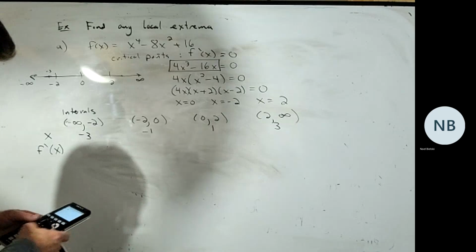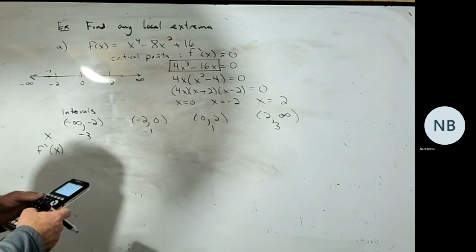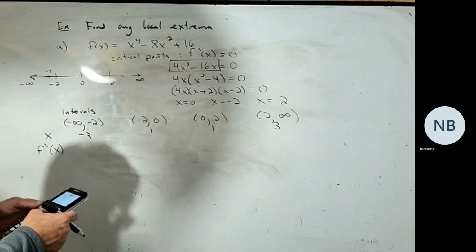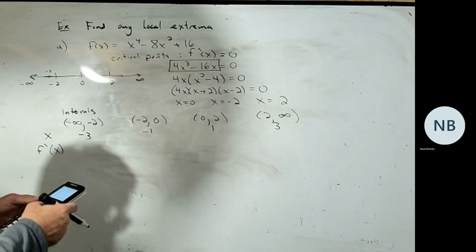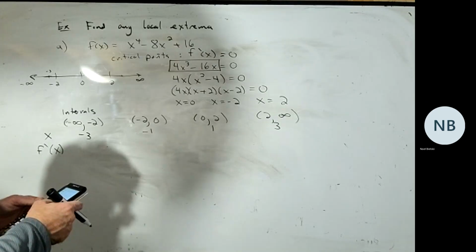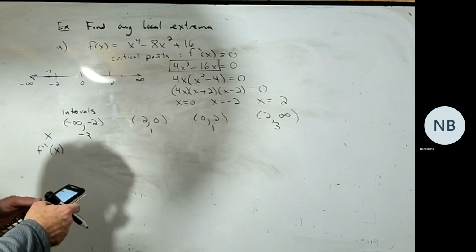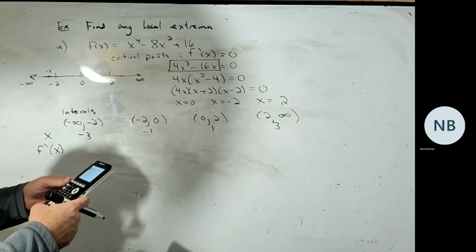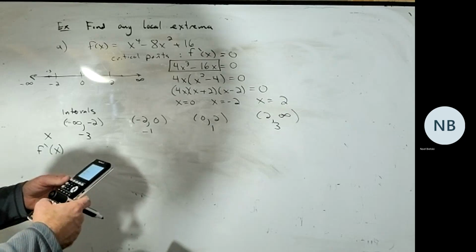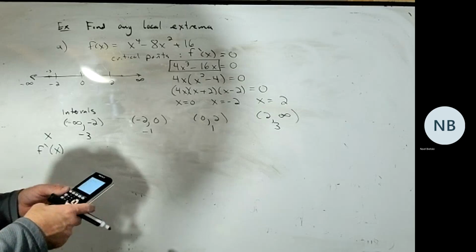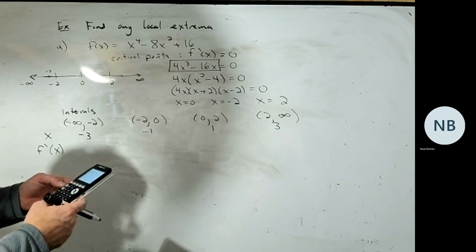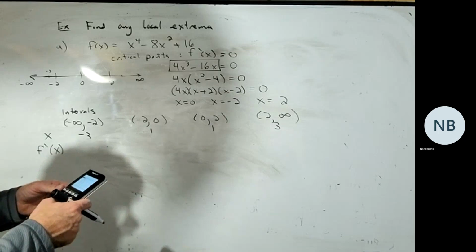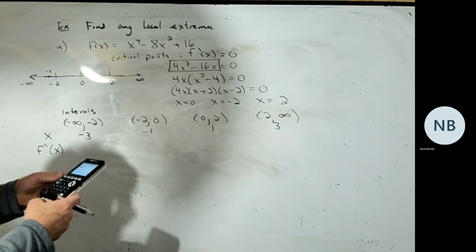So for 4x cubed minus 16x. Okay, so I have -3, -1, 1, 3.